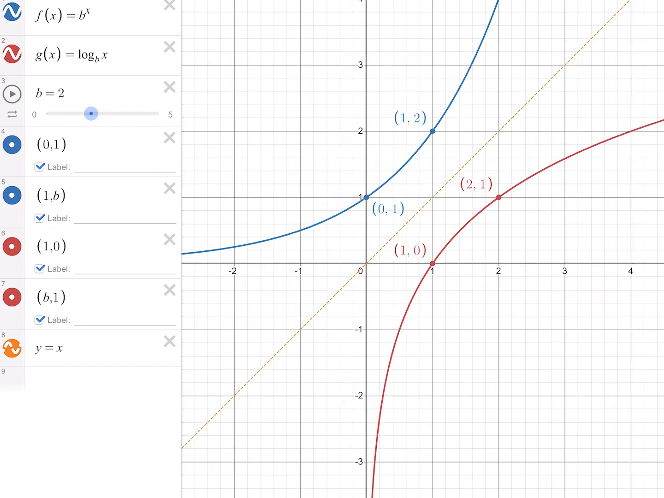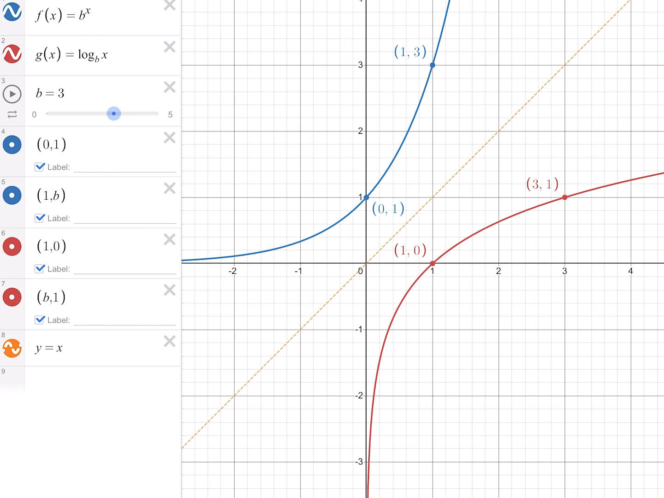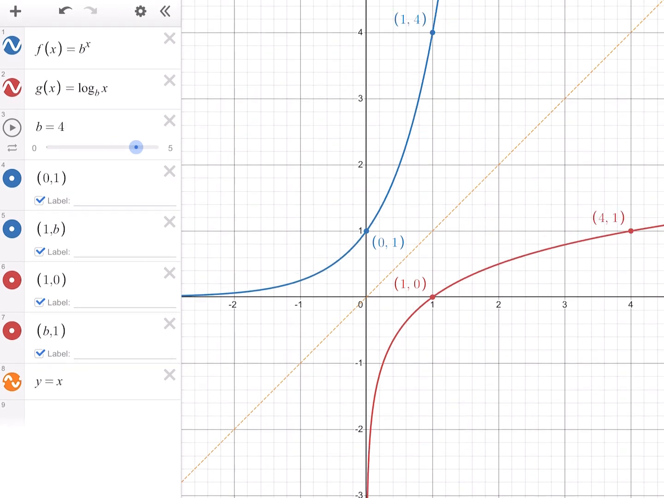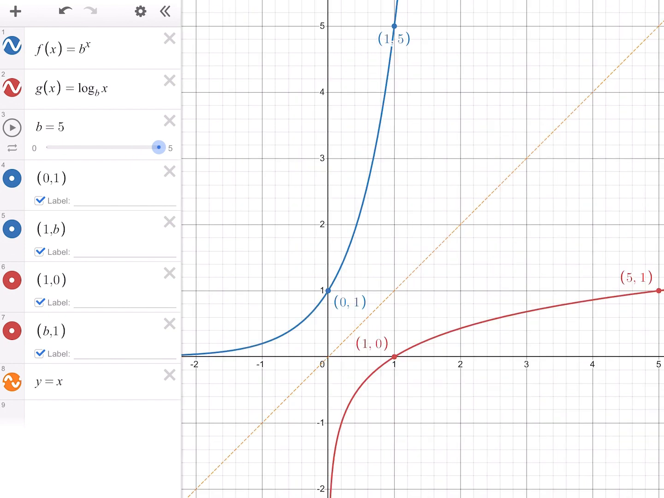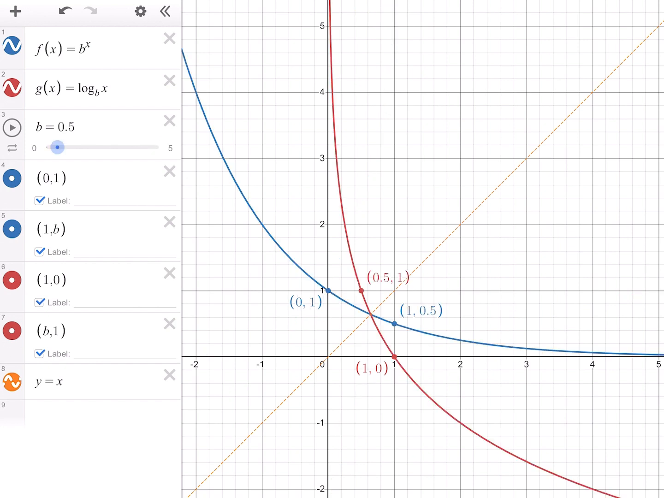Now if I change the base to 3, notice the symmetries and the new points. Change the base to 4, notice the symmetries preserved, and look at the coordinates of the points. Base 5, similar. Now we know that the blue graph will be a growing exponential if the base is more than 1. What if the base is less than 1, such as 0.5? So the blue graph is 0.5 raised to the x, which is a decaying exponential, and the red graph is log base 0.5 of x. And there's still a symmetry about the diagonal line y equals x, and notice the coordinates of the points.